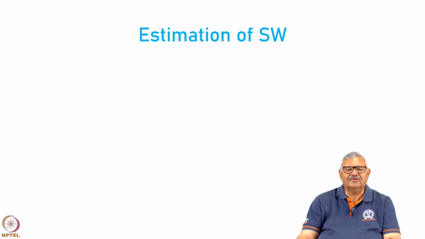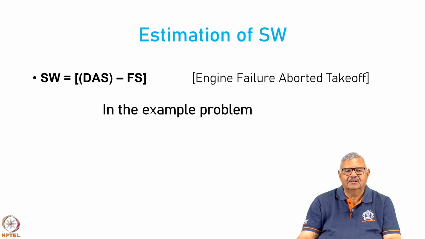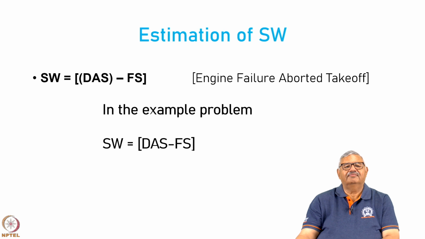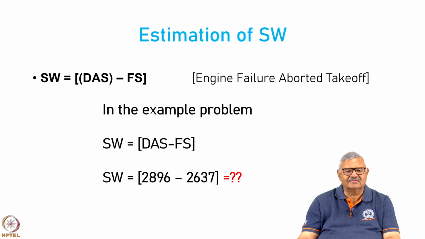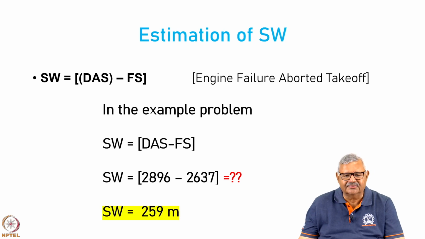Now, let us look at the last estimation, which is the stopway. For the stopway, the engine failure aborted takeoff case is the only case which matters. So, the stopway is going to be the accelerated stop distance minus the full strength pavement. So, in the example problem, we have the stopway as DAS minus Fs, which is 2896 is the DAS, and 2637 just now we calculated is the Fs, the full strength pavement. So, therefore, the stopway is going to be the difference of these two. I will pause here for you to calculate. The value comes to be 259 meters.